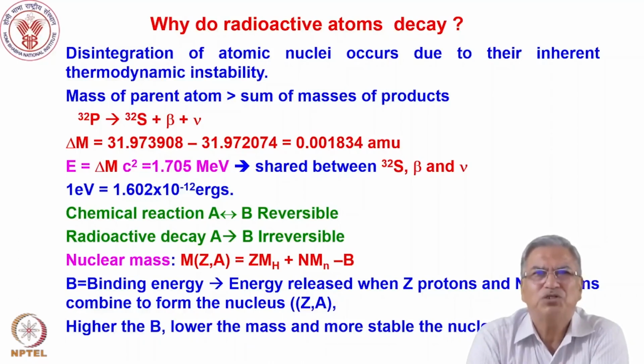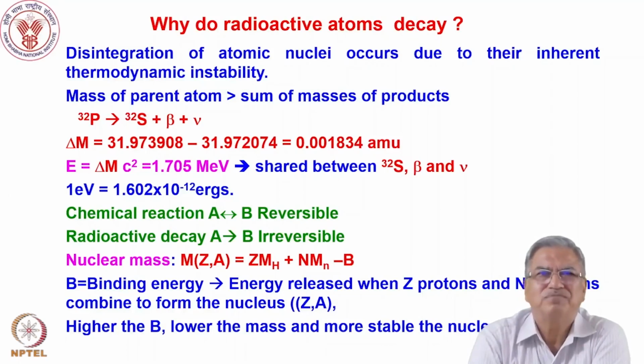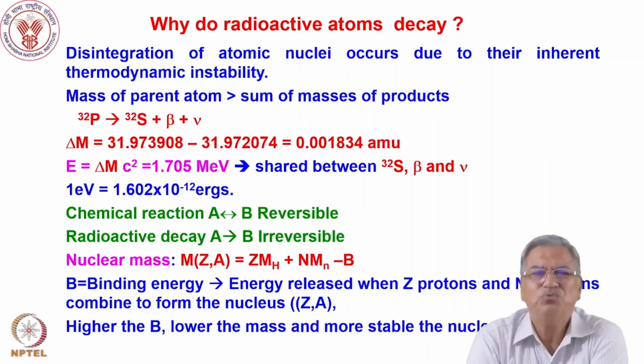The mass of sulfur-32 is 31.972074. And so the difference between the two, you can see the difference lies in the third decimal point in the atomic masses. So that is 0.001834. When you multiply by 931, then you get the energy of beta decay, 1.705. That is the Q beta for decay of phosphorus-32 into sulfur-32. And this energy is shared between the three particles, sulfur-32, beta minus, and the antineutrino.